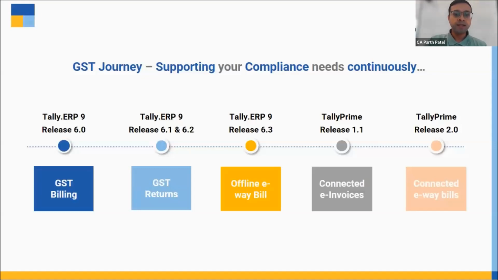Thereafter, from release 6.1 onwards for ERP 9, we supported GST returns, exported in the same month. Then an e-way bill was introduced in 2018, just after one year, in a very short span of time. So Tally ERP 9 also supported offline e-way bill integration with release 6.3. Thereafter, we also had the e-invoice era from 2020.